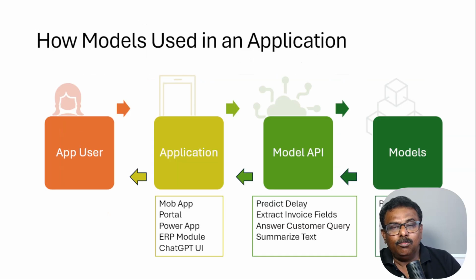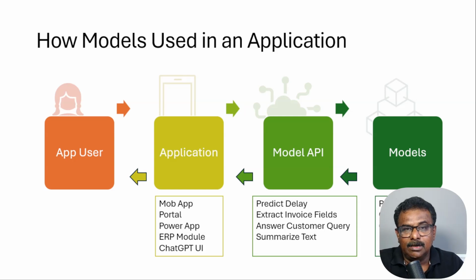So, how will models be used in our application? For example, we are creating an application. It may be a mobile application, or an ERP application, or a Power App. When the user is requesting a question, that input is sent to a model API. The model API uses the model and provides you with a prediction or an output, or generates text, summarizes things, anything you want, and that API returns the response to your application, and your application displays it to your user.